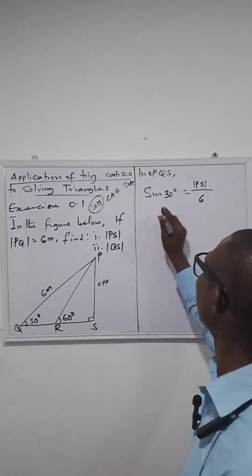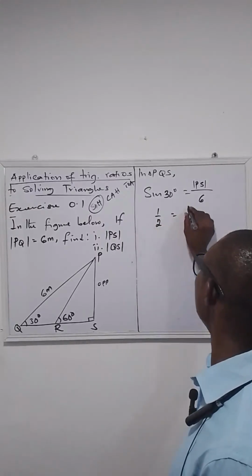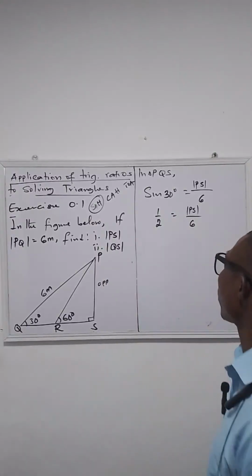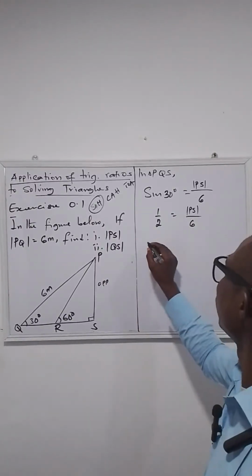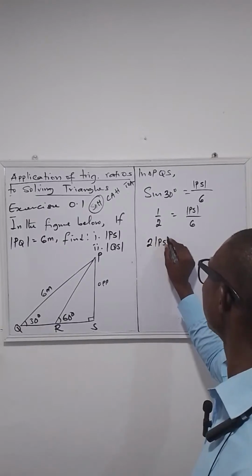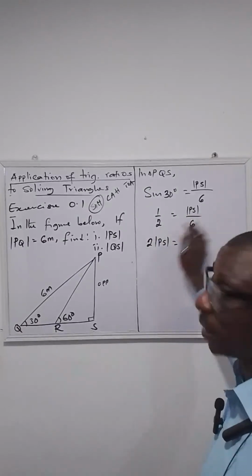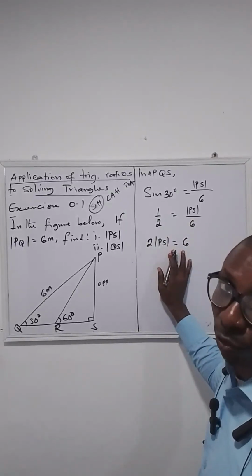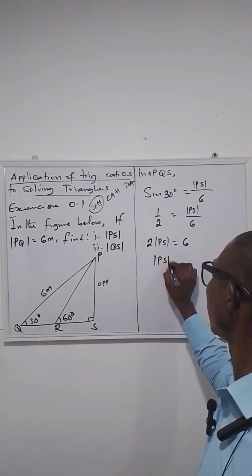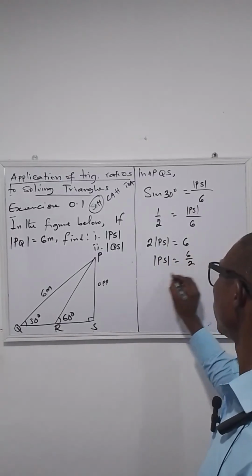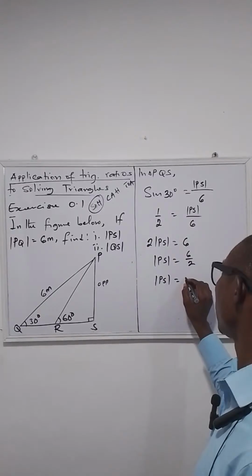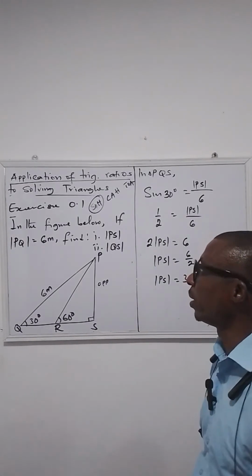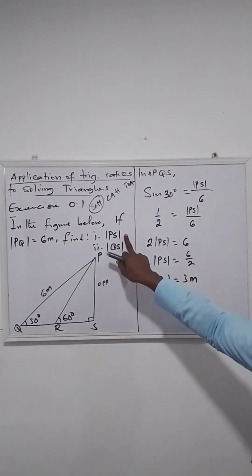Okay, so now this one is 1 over 2, so equals PS over 6. All right, so here you cross multiply. So you have 2 PS equals, now when you use this to multiply, this is what you have. So 6 times 1, so you have 6. So you can divide both sides by 2. You have PS equals 6 over 2. So PS is what? PS is 3 meters. Okay, now that is the first task.